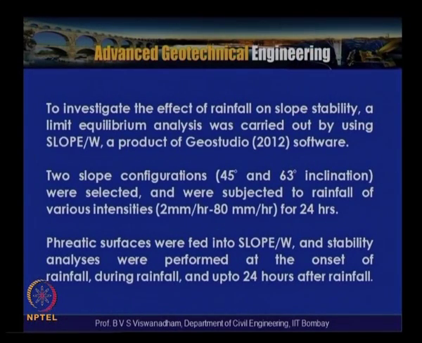To investigate this effect of rainfall on slope stability, a limit equilibrium analysis was carried out using SLOPE/W, a product of GeoStudio 2012 software. Two slope configurations were considered. Here one is one vertical, one horizontal. The other one, purposefully a steep slope inclination of two vertical, one horizontal, that is 63 degrees with the horizontal, was selected. They were subjected to rainfall of various intensities ranging from 2 mm per hour to 80 mm per hour. 80 mm per hour is very high intensity, and the duration of the rainfall for each intensity is about 24 hours, that is 1 day.